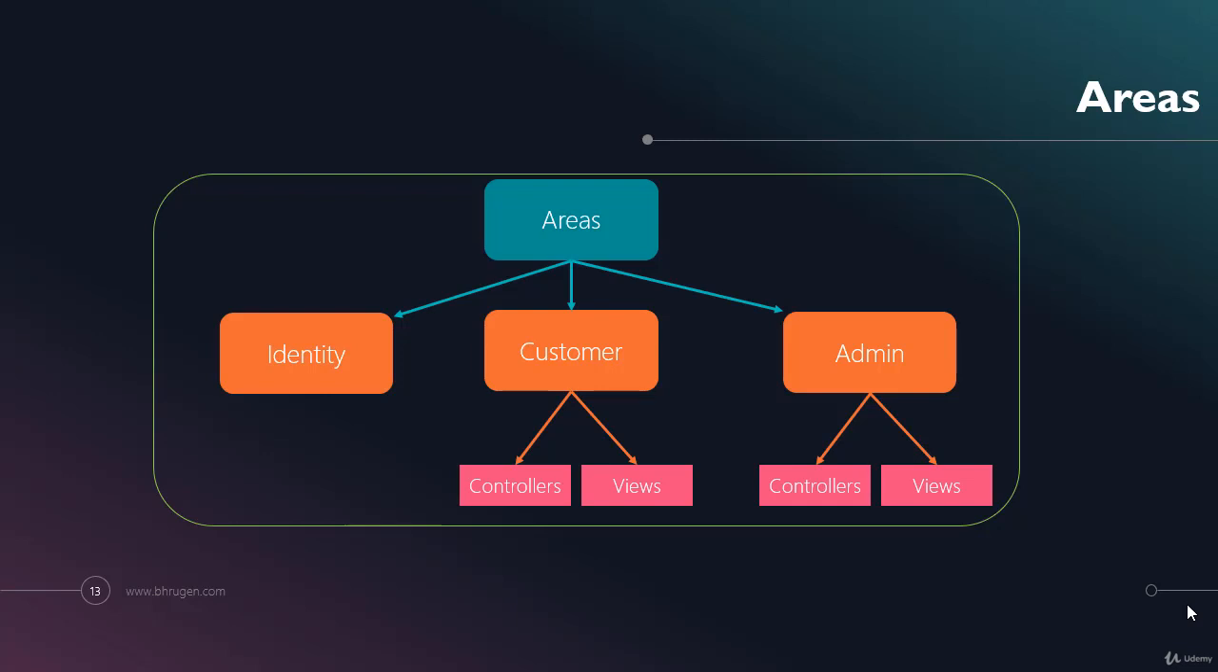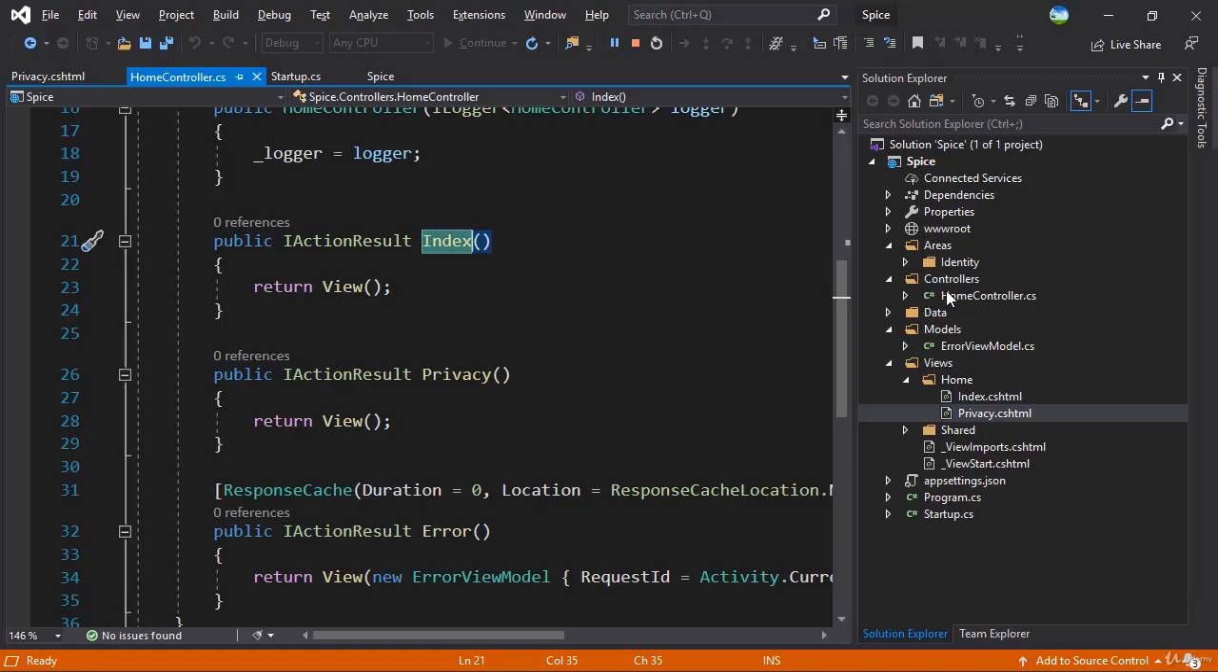But with identity, since it's a Razor class library, you do not have controllers and views. With the customer and admin areas that we will add, we will have their own controllers and views, just like identity. If we go back to our project, right now you see we have generic controllers and views like this. Inside areas, once we add customer or admin areas, we will have their controllers moved into the corresponding area. That will act as a nice separation. If you're dealing with anything related to admin, you know that will be inside the admin area.